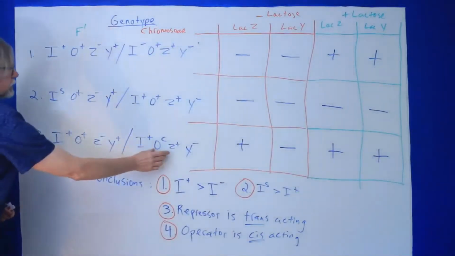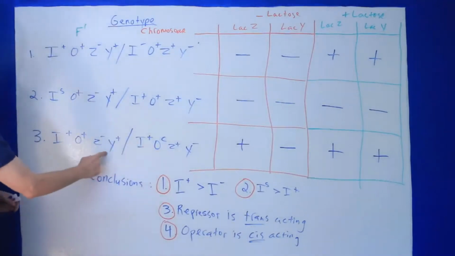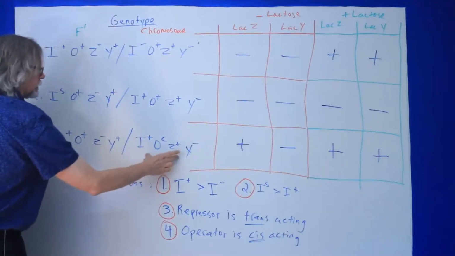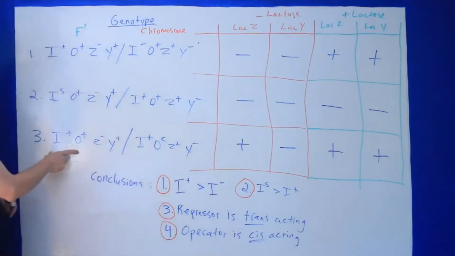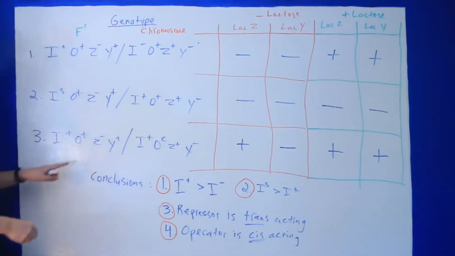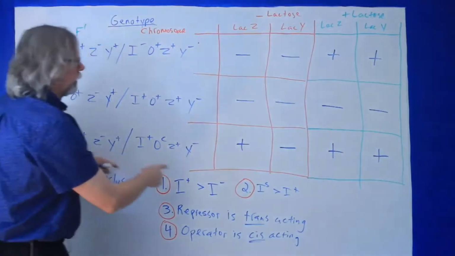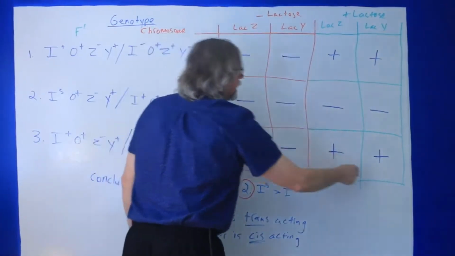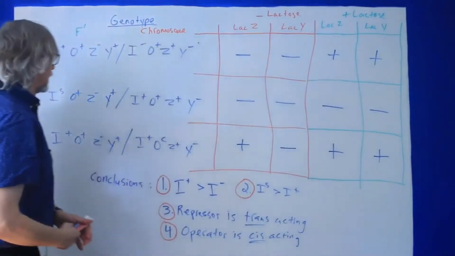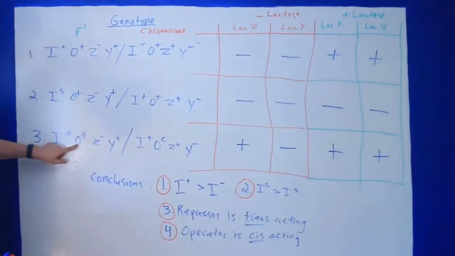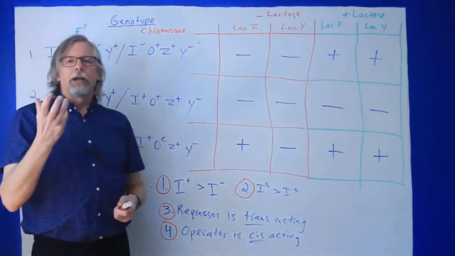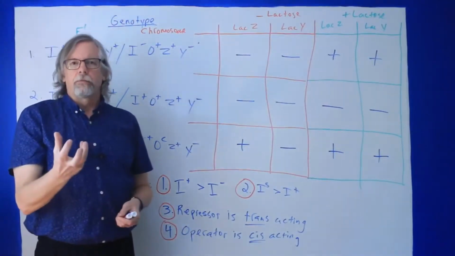However, this constitutive mutant is not acting on LAC-Y on the plasmid. It's only acting on LAC-Z on the chromosome. And the LAC-Y is under the control of the wild type operator. It's showing normal induction, right? Not expressed in the absence of lactose, expressed in the presence of lactose. Okay, so the operator is cis-acting. Cis-acting means it regulates only what it's physically linked to.